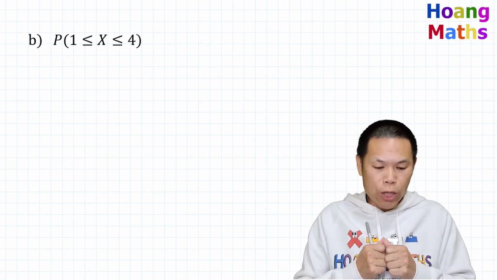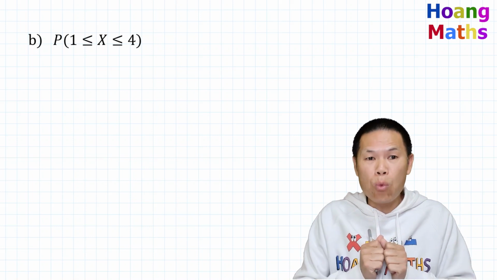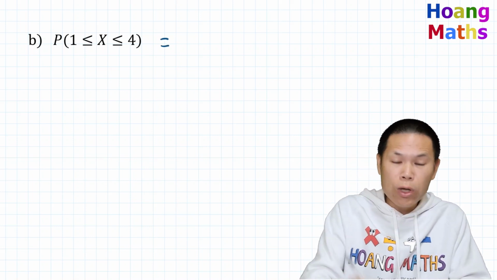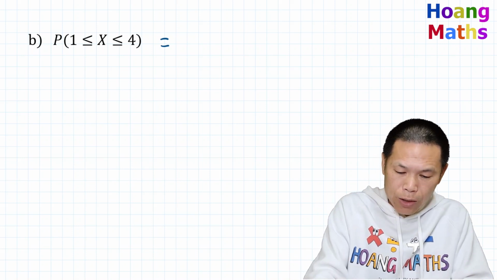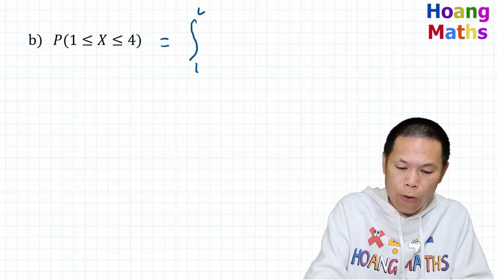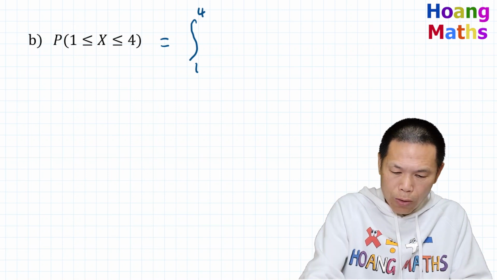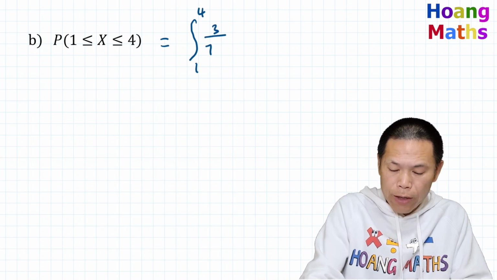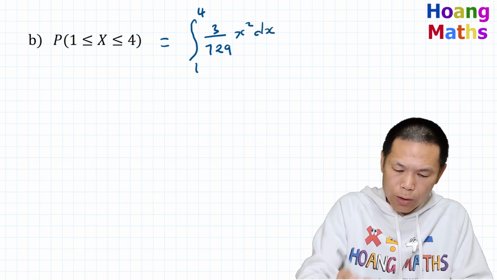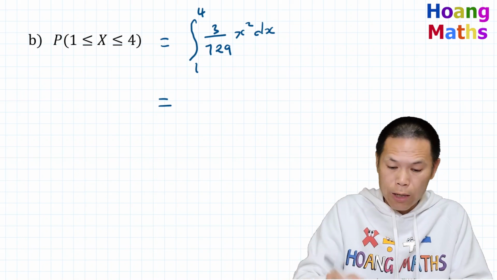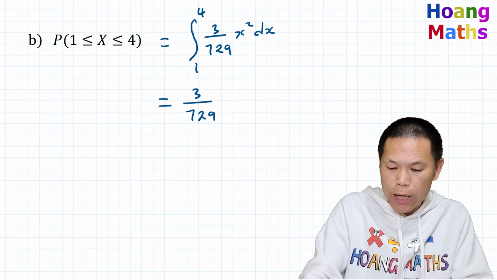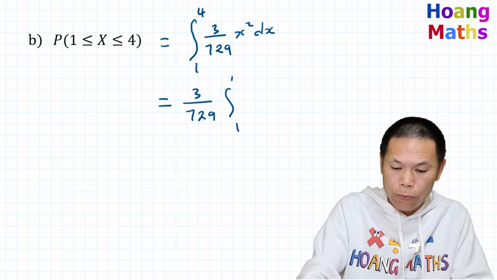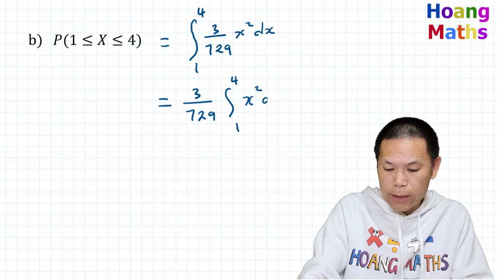Part B. We need to find the probability between 1 and 4. In other words, we need to find the area from 1 to 4. Okay, keep that in mind. So integration from 1 to 4, and the function is 3 over 729 x squared dx. So that is equal to, I take out the coefficient, 3 over 729, integrate from 1 to 4 of x squared dx.